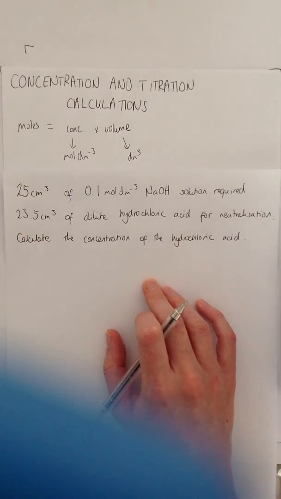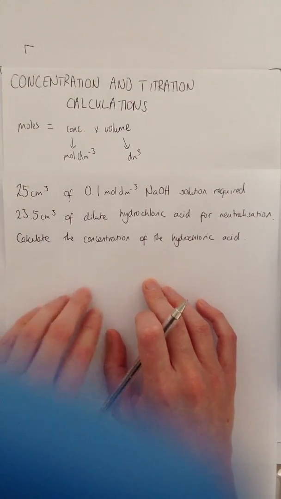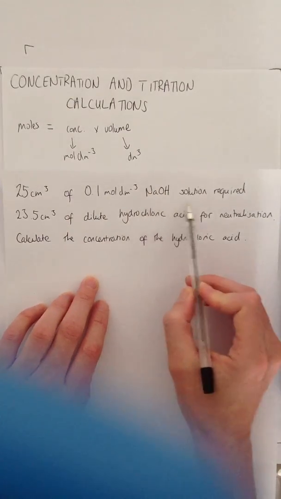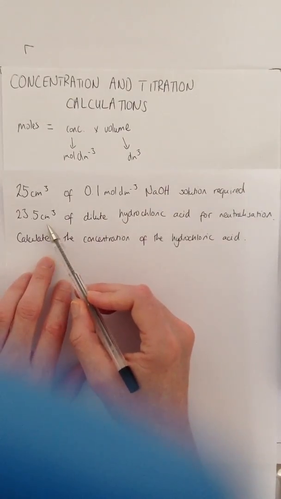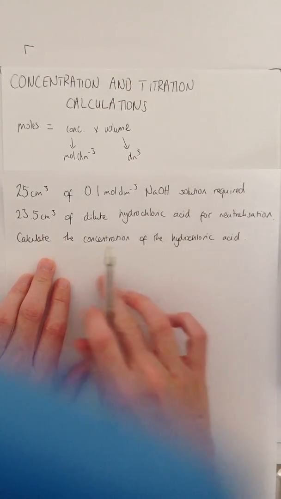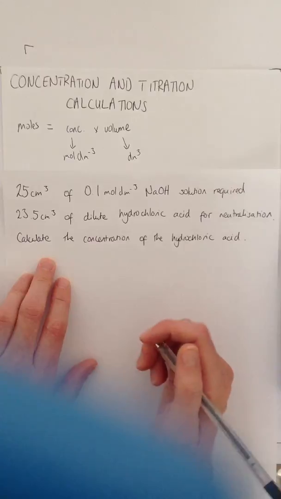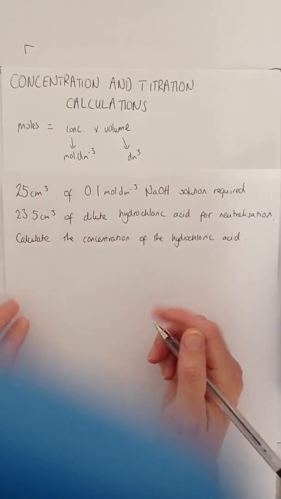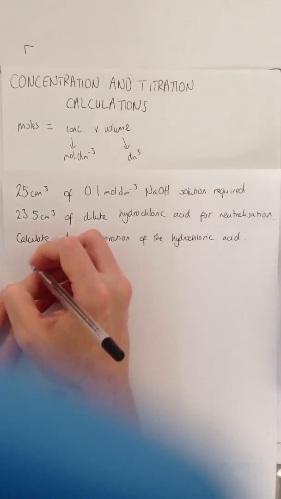So, 25 centimetre cubed of a 0.1 mole per decimetre cubed sodium hydroxide solution required 25 centimetre cubed of dilute hydrochloric acid for neutralisation. Calculate the concentration of hydrochloric acid. Here, it's important that we have the balanced symbol equation. So let's start with that.